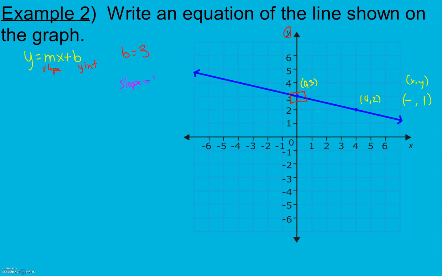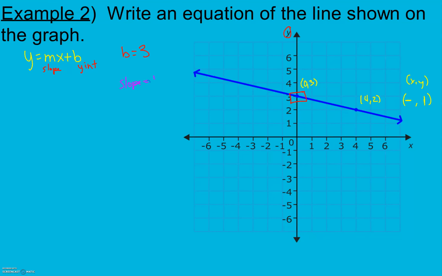Or I can use my slope formula: y2 minus y1 over x2 minus x1. And this is very helpful for things when we don't have a picture. So here we're just going to practice a little bit. It doesn't matter which y we do first as long as we're consistent. So I'm going to use 3 first, minus 2 for my y's. Since I used 3 first, though, I have got to use 0 first. 0 minus 4. I'm going to get 1 over -4, which equals -1/4. And that's my slope.